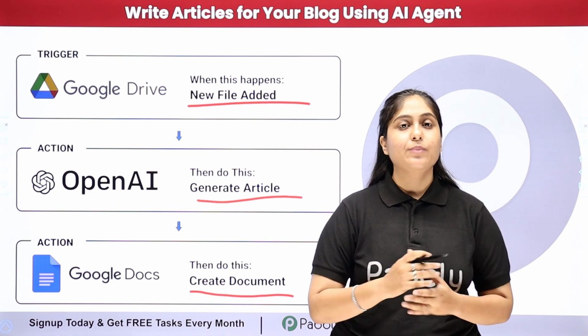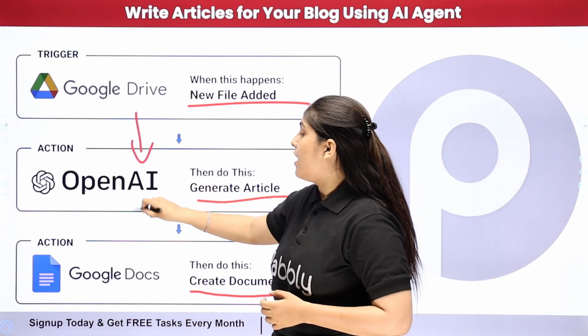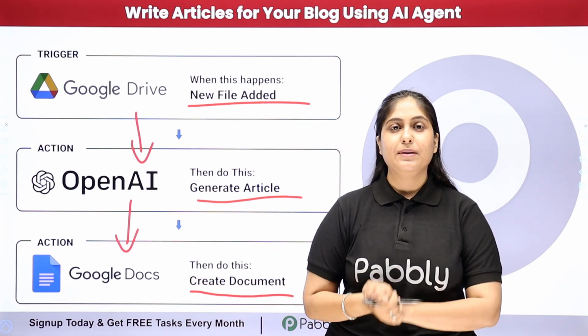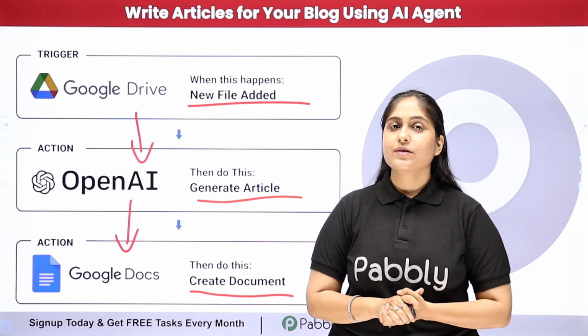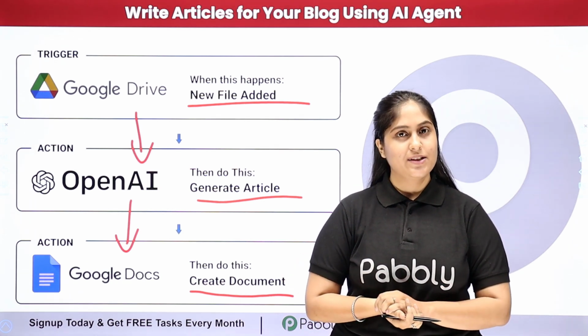So now, to automate the entire process, I need to connect my Google Drive with my OpenAI account and Google Docs using an automation software named Pabbly Connect. So to see the working of this automation and to learn this process step by step, let me take you to my screen.